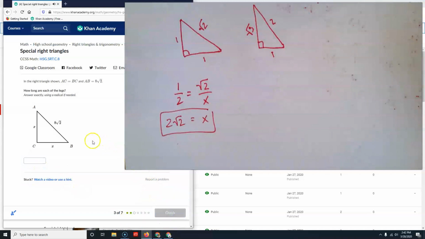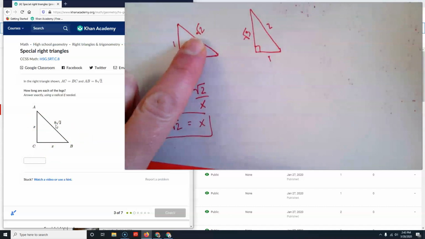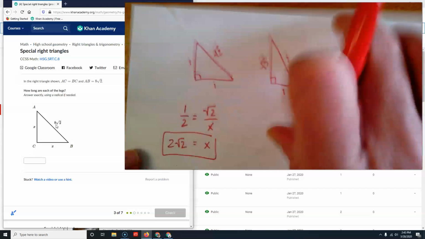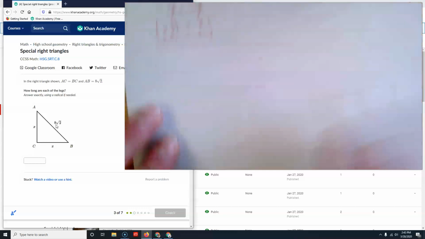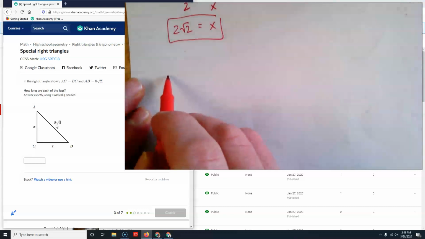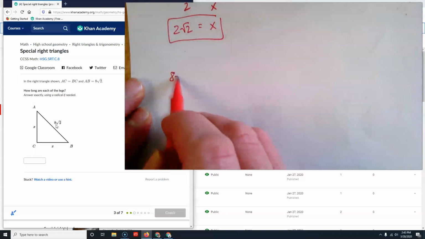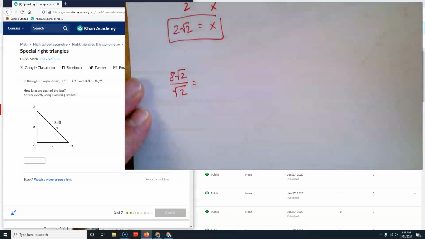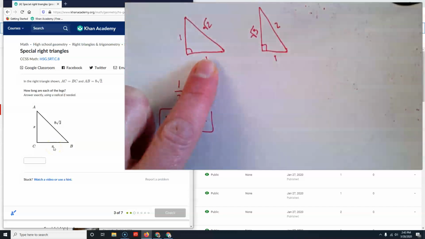Okay, next up, we have another 45, 45, 90, because you see both of these are x. They're the same. So it's a square cut in half, and that's 8 times square root of 2. So let's see. 2 over 8 times square root of 2. So square root of 2. Scoot this down a little bit. A little room here. So we would have 8 times square root of 2 to square root of 2 is equal to x to 1.